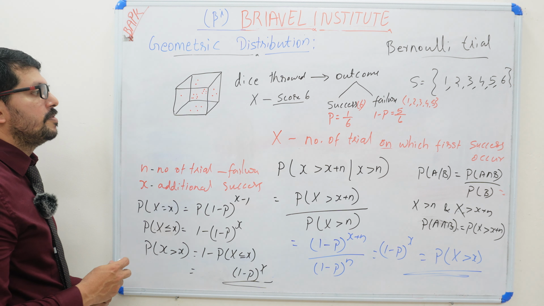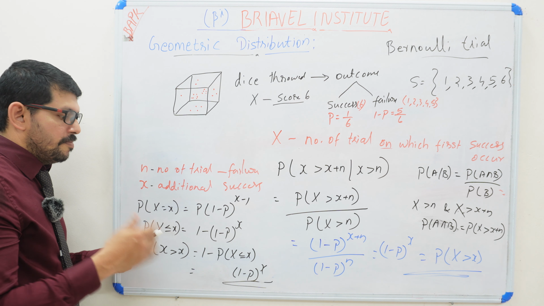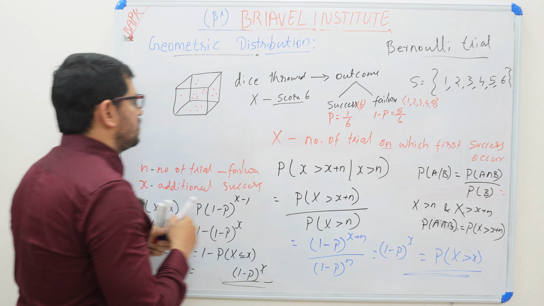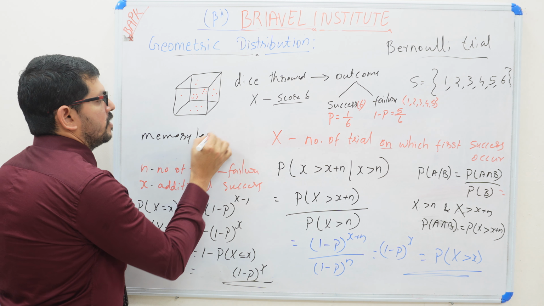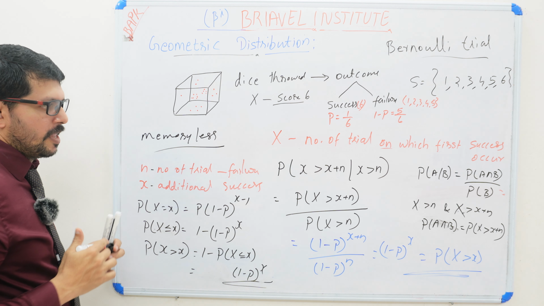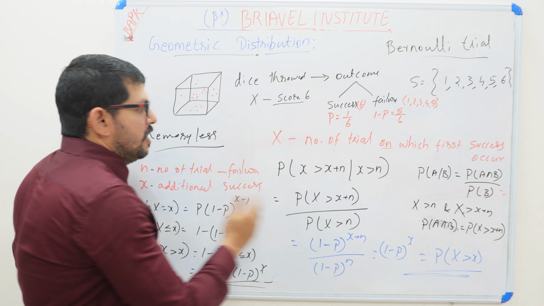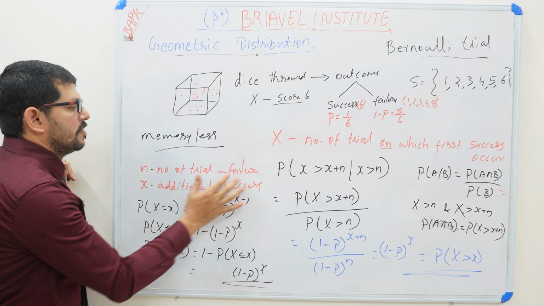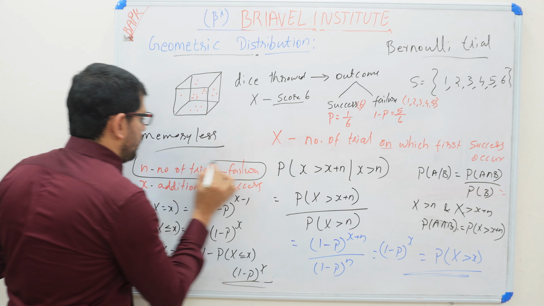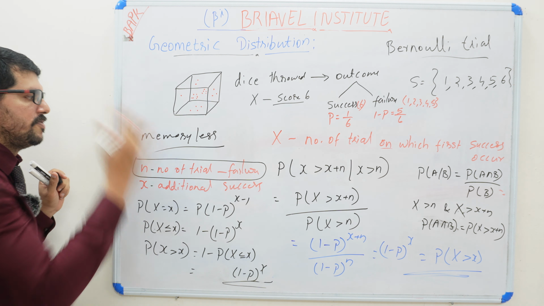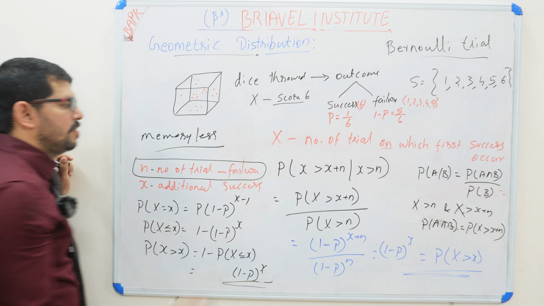So this geometric distribution also has a memoryless property. We will call it the memoryless property. What is the meaning of the memoryless property? If you have done n number of trials, we forget about the n number of trials. We don't have any memory. We already know these n trials failed, but you forget about the n failures.